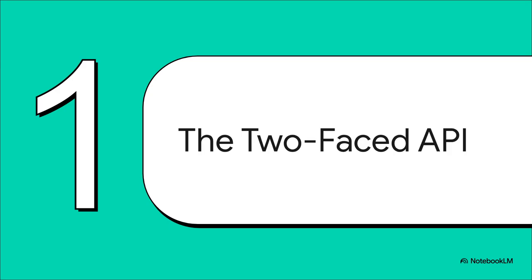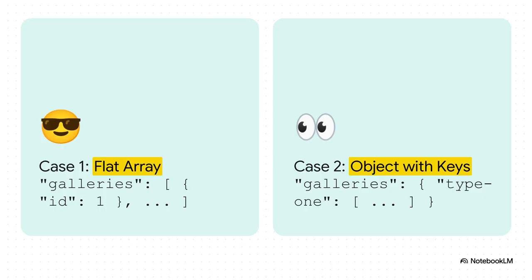Okay, let's look at a real-world example to make this concrete. Imagine you're working with a hotel API. All we care about is the galleries field, which is supposed to have image data. Simple enough, right? Well, this is exactly where the trouble starts. And just look at this.